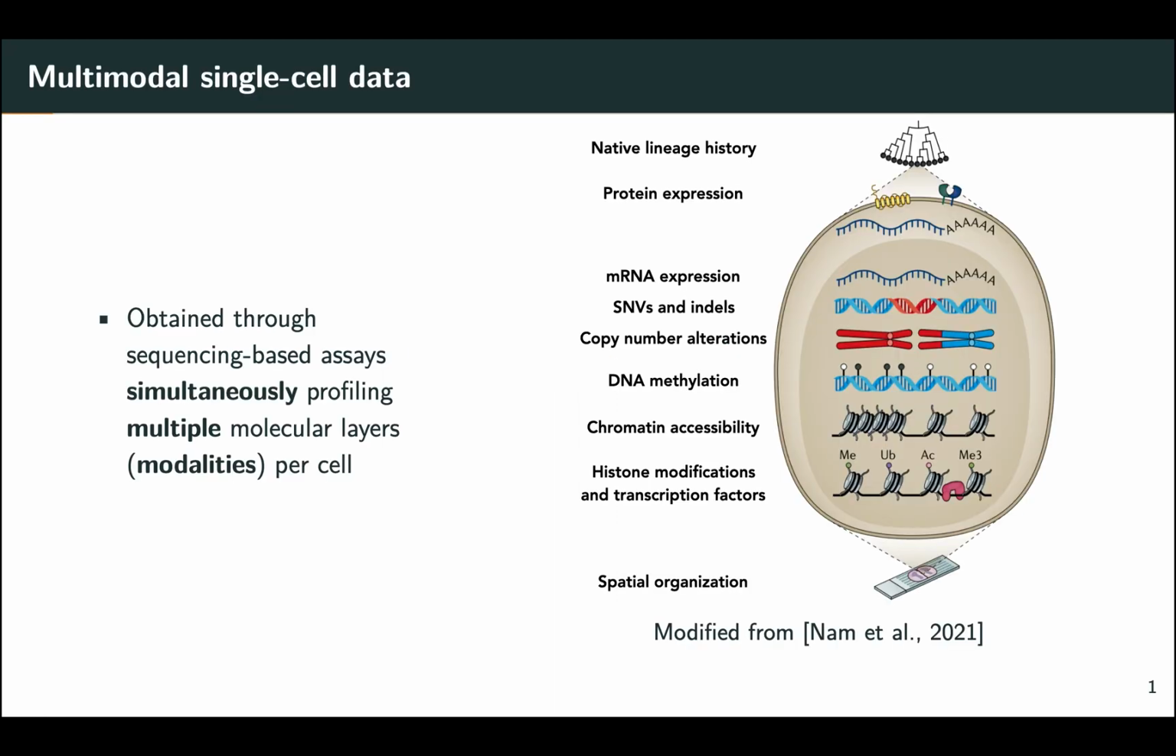Multimodal single-cell data is obtained through sequencing-based assays that allow a researcher to simultaneously profile multiple molecular layers, or so-called modalities, per cell. Such assays have really matured a lot in the past few years and are becoming increasingly commonplace. A very prominent example is the simultaneous readout of chromatin accessibility and mRNA expression, or so-called gene expression, in the same cell. And this is also the use case that I'll focus on for the rest of my presentation.